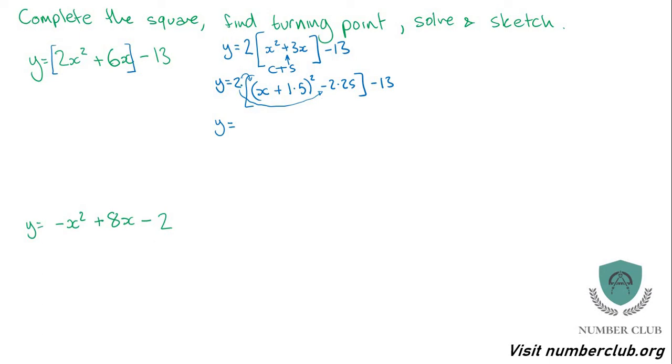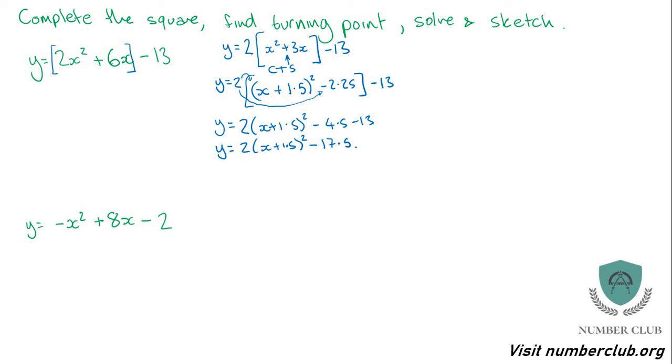We must remember to multiply this coefficient by everything that's in these square brackets. It is the coefficient of the square bracket. It should multiply by everything in the square brackets. So we have 2 lots of x plus 1.5 all squared minus 4.5 minus 13. So y equals 2 lots of x plus 1.5 squared subtract 17.5. Okay, there we go. That there is the completed square form of this particular quadratic.